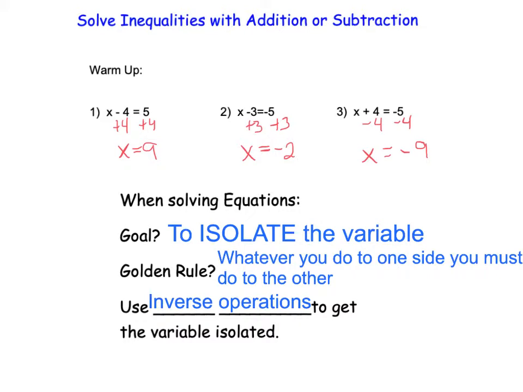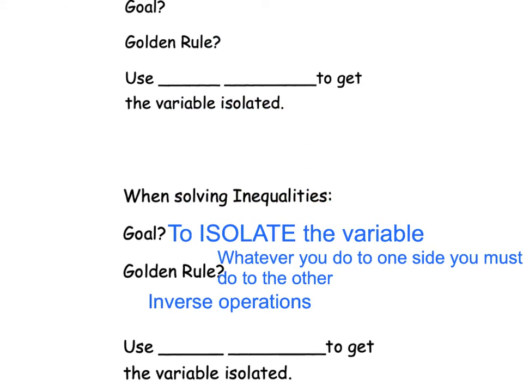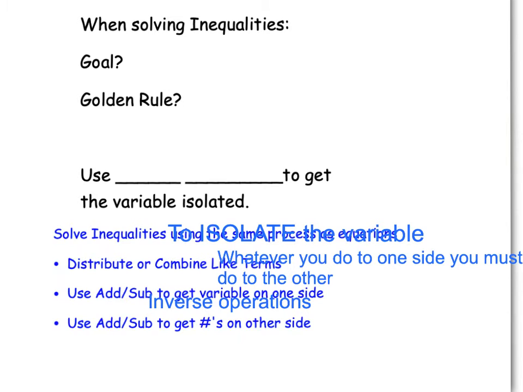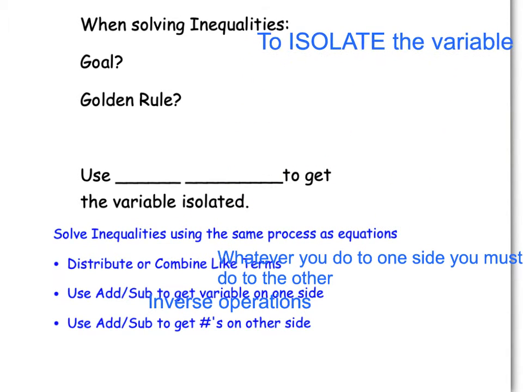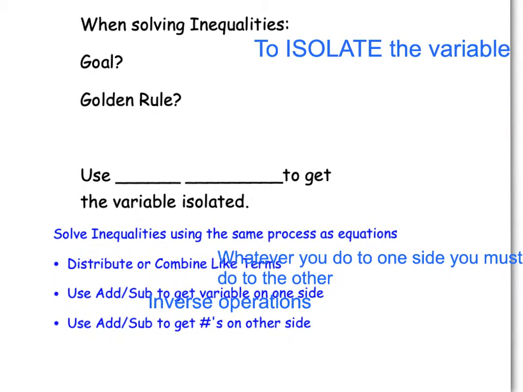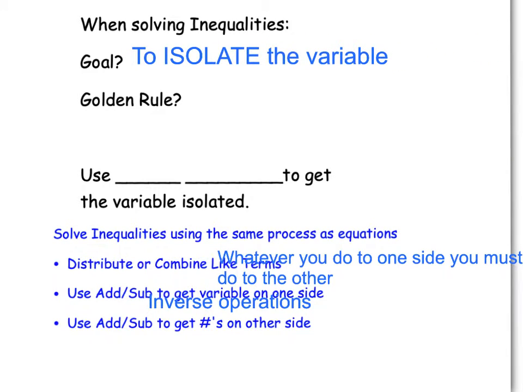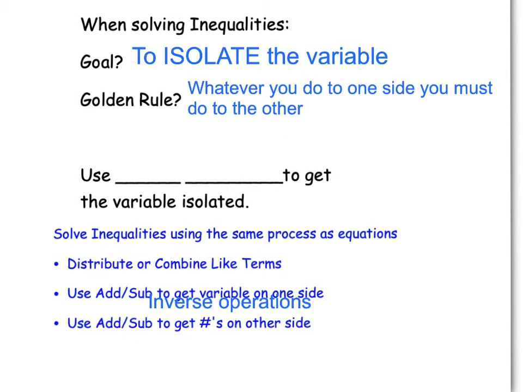Let's look at that more specifically then. Alright, we'll switch our directions here. Instead of saying when solving equations, we're going to switch it to when solving inequalities. And the handy part of this is I don't need to retype it, because these rules stay the same. When solving inequalities, your goal is to isolate the variable. The golden rule remains the same. Whatever you do to one side, you must also do to the other.